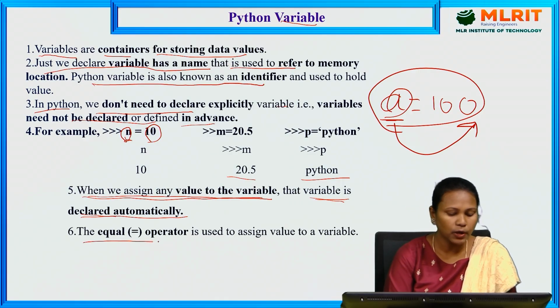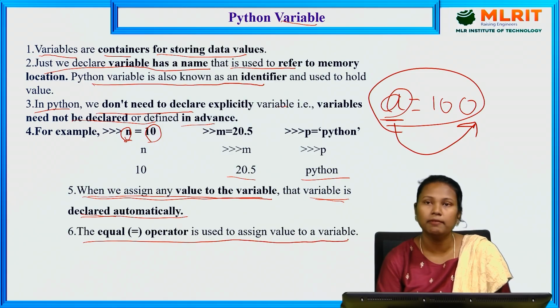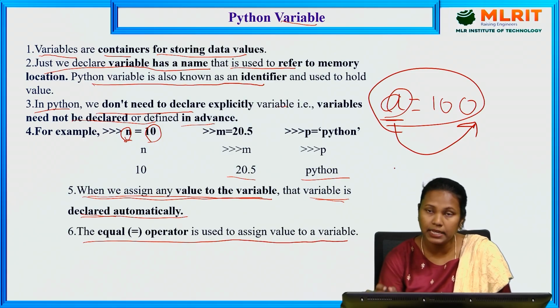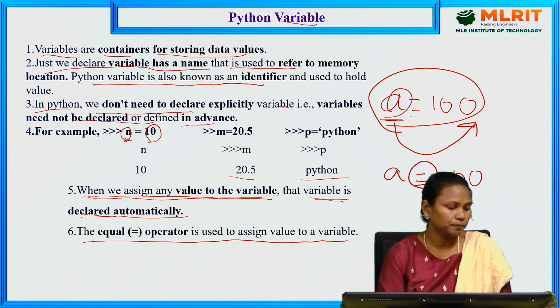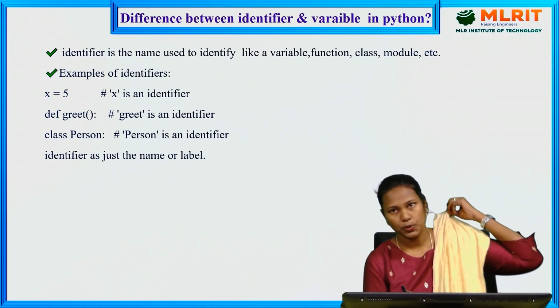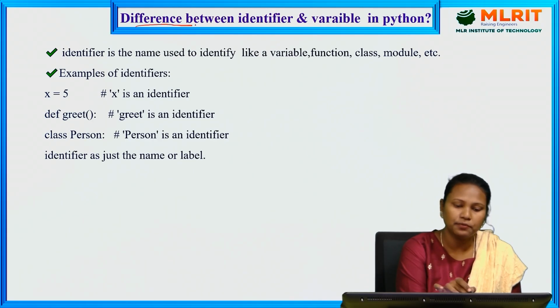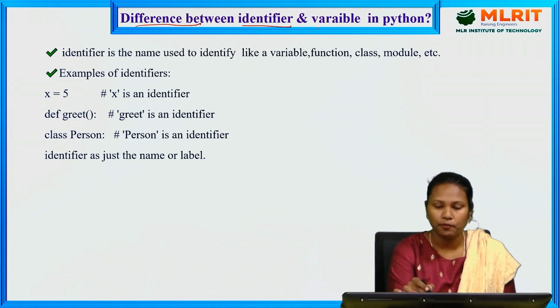Next, the equal operator is used to assign value to the variable. So, for assigning value to the variable, we are using the equal to operator. So, it assigns the 100 value to A. Now we will see what is the difference between identifier and variable in Python.